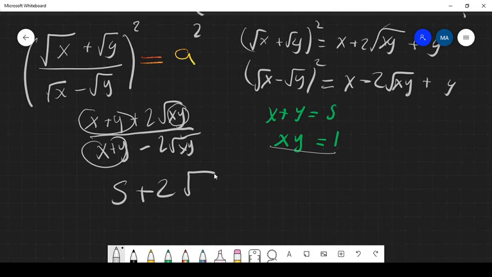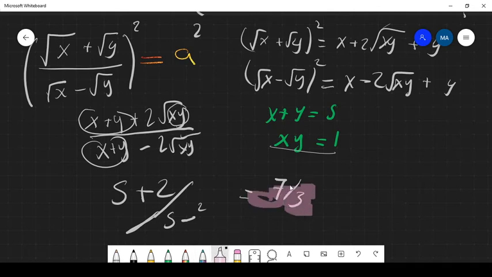So it is 1 multiplied by 2 is 2, okay? So divided by x plus y is 5. This division is all, okay? Minus, now 2 multiplied by 1 is 2. So it is equal to 7 divided by 3, okay? This is the answer, okay?